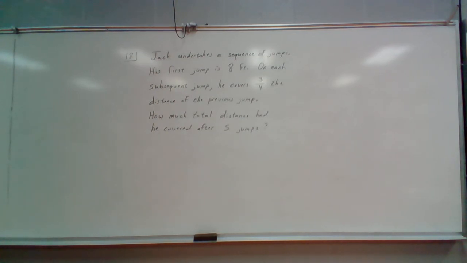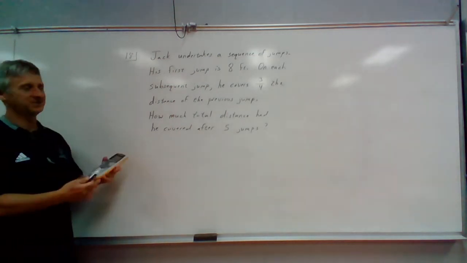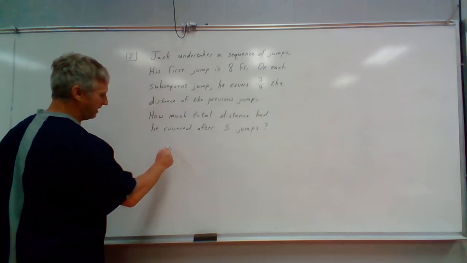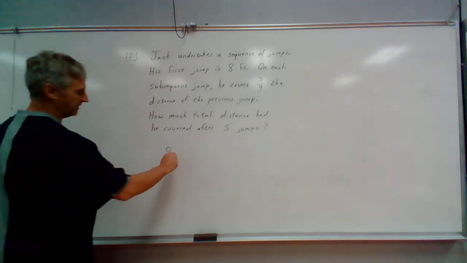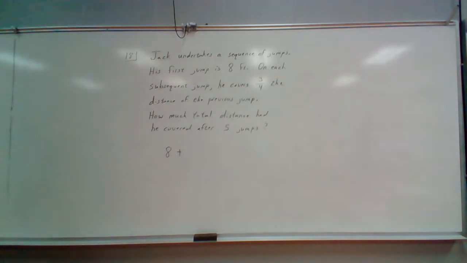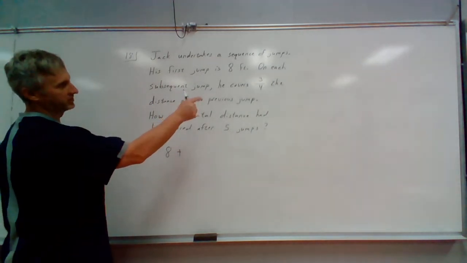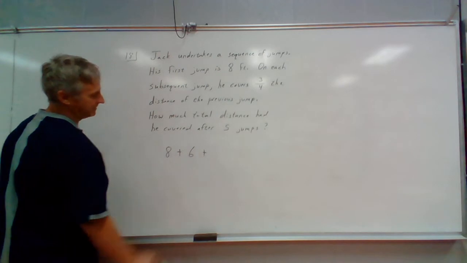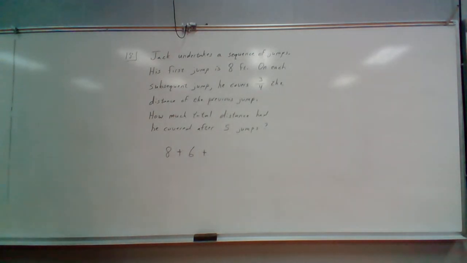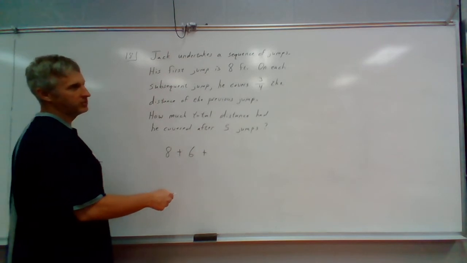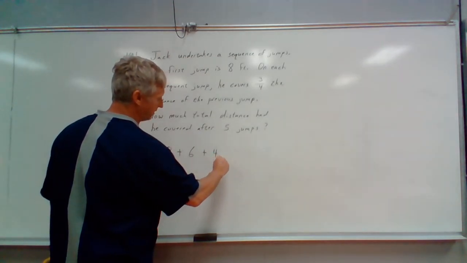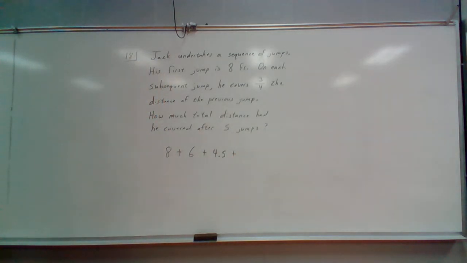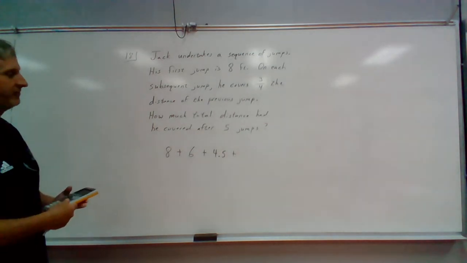All right, so let's look at what's going on. So what we actually have here is a series. We're going to add up all of his jumps. So his first jump, he goes 8 feet. Then the second jump, he's going to go 3/4 of 8. So 3/4 of 8 is 24/4 is 6. So he goes 6 feet on his second jump. Now he's going to go 3/4 of 6, which would be 18/4, which would be 9/2, or 4.5. On the fourth jump, how far does he go?